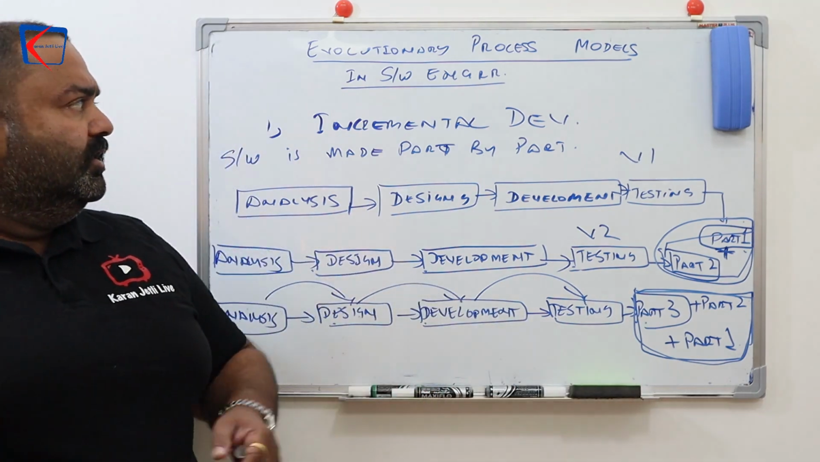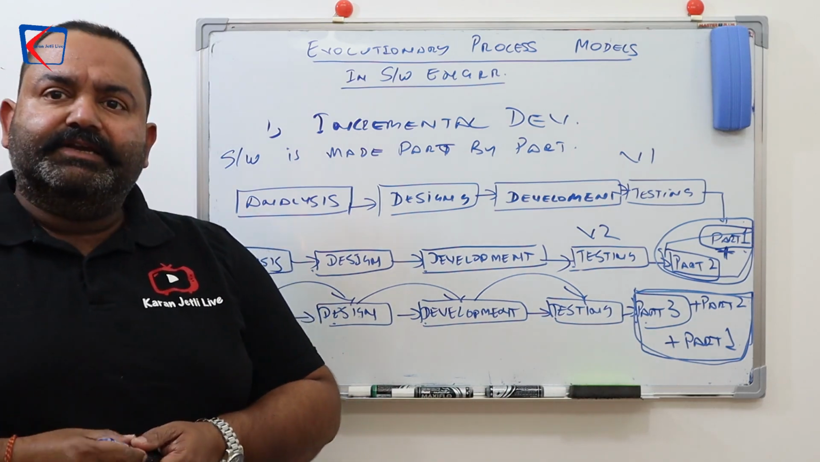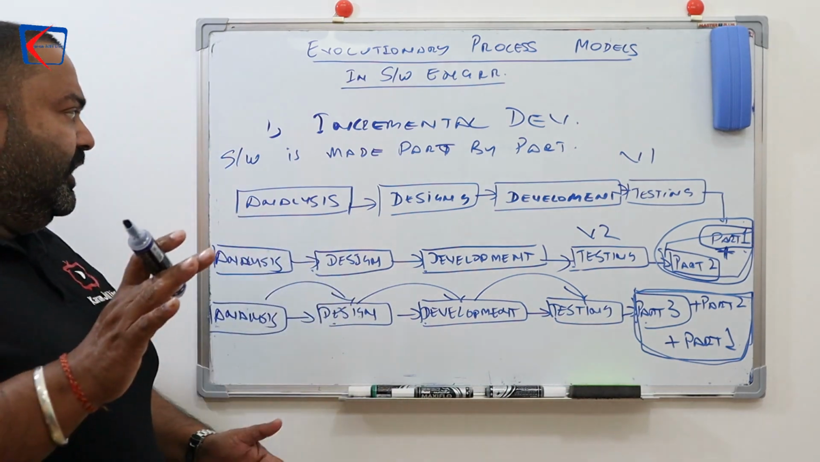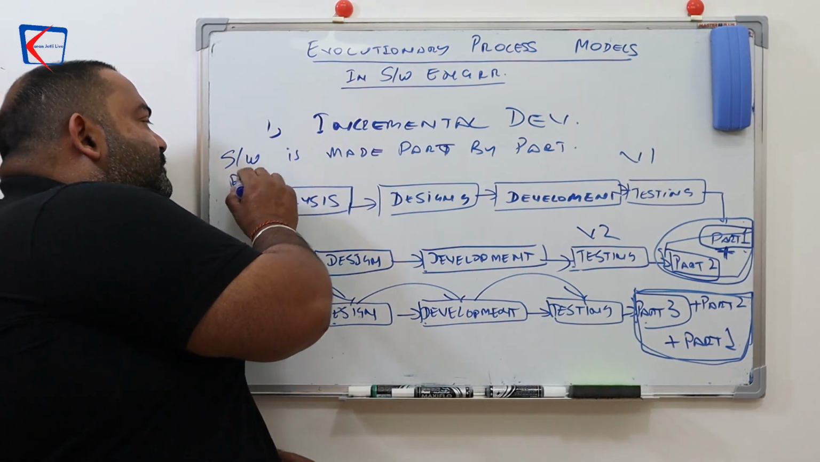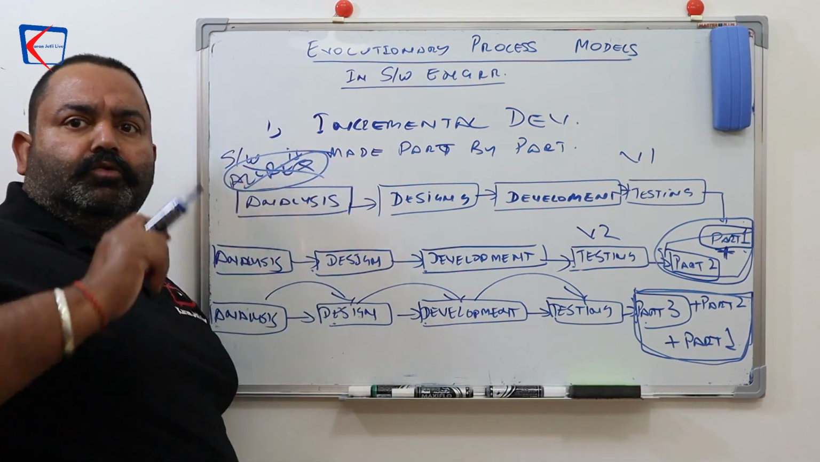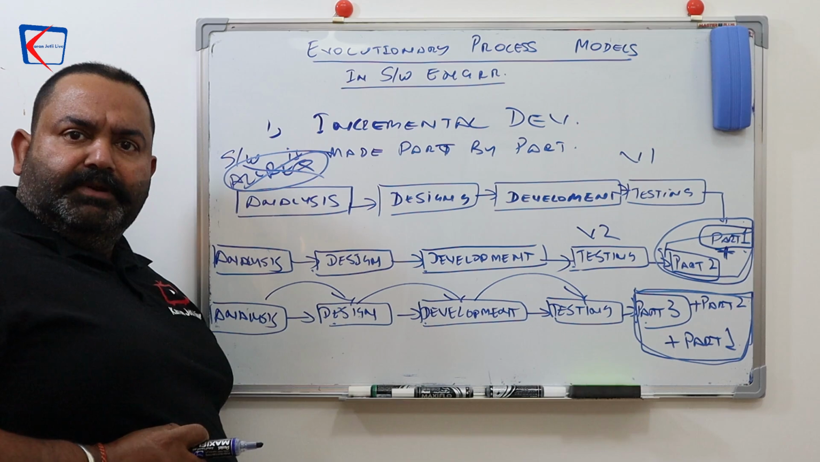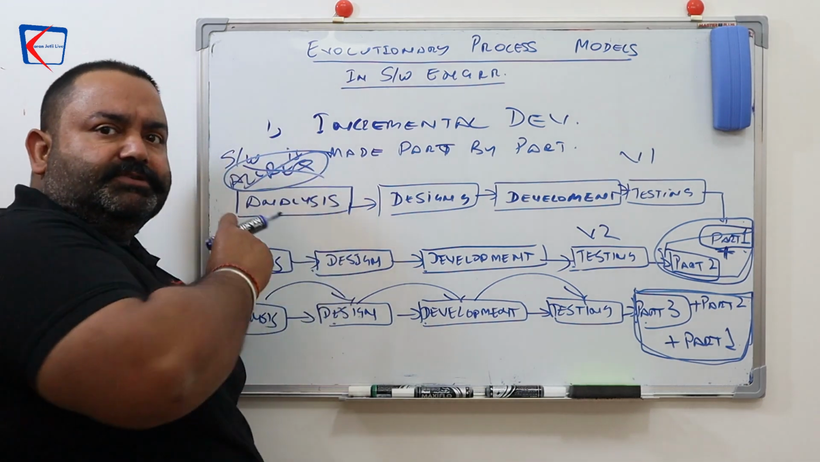So what do we call it? We call it incremental development. And guys, the good thing about this model is here all requirements are not implemented in one go. Only the basic requirements are implemented first.